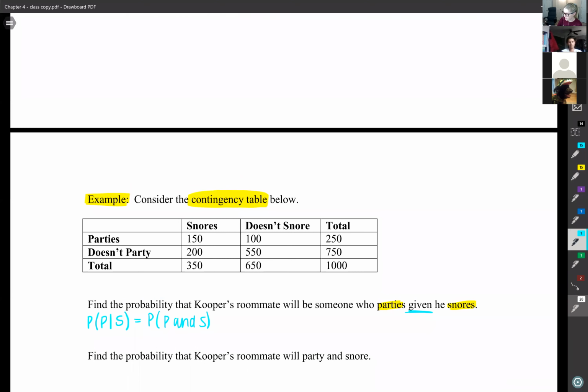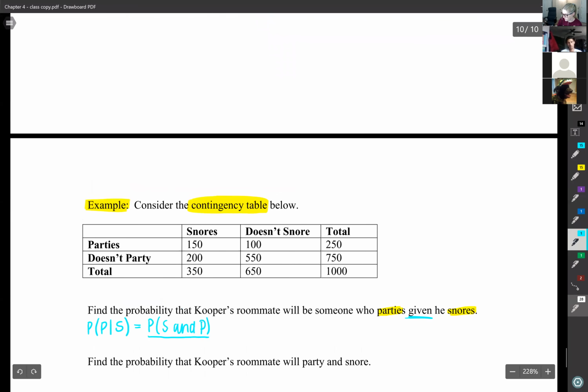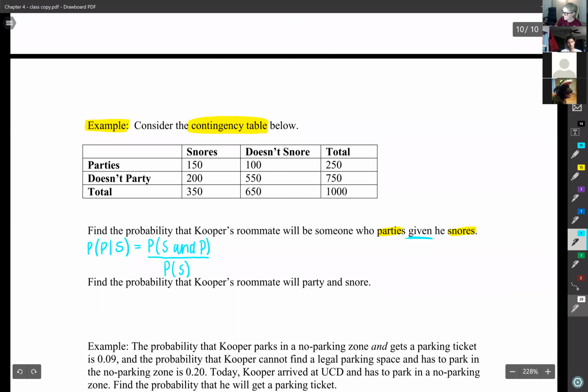Sorry, I should have written S and P, doesn't really matter, but to stay consistent with the formula, over the probability of S. Okay. So let's find each of these pieces. My numerator is the probability of S and P. This is the probability that someone parties and snores. So we have to figure out what the chance of that happening is.